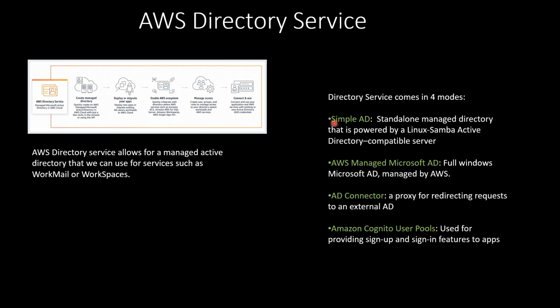We have Simple AD, which is by far the cheapest, and is a standalone managed directory that is powered by a Linux Samba Active Directory compatible server. We have AWS Managed Microsoft AD, which is a full-blown Microsoft AD managed in the AWS cloud by AWS. You have an AD connector, which is just a proxy for redirecting requests to an external AD. So you'd use this to integrate with an external AD and bring those users in. Or you have a Cognito user pool, which is more for providing sign-up and sign-in access to applications and websites, and isn't really used so much for workforce-style federation.